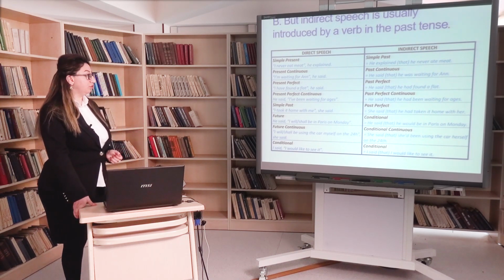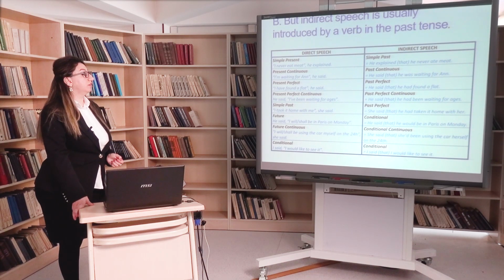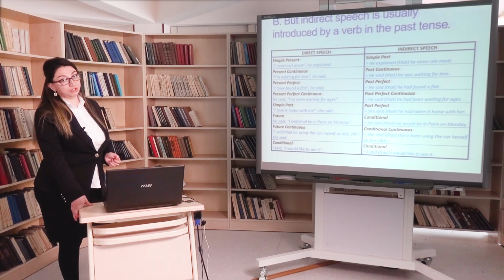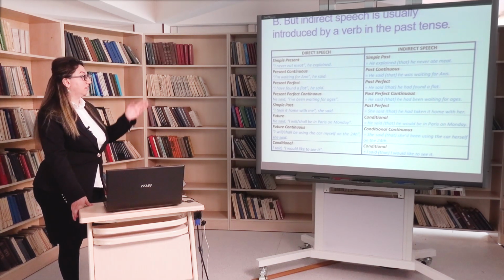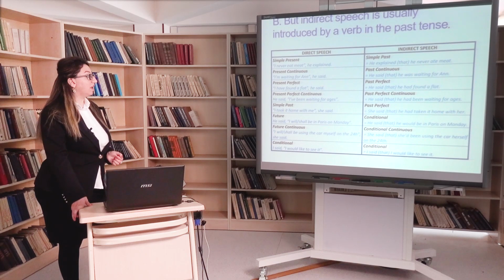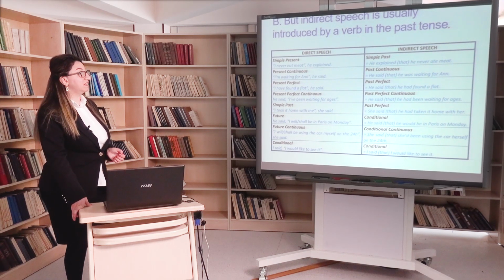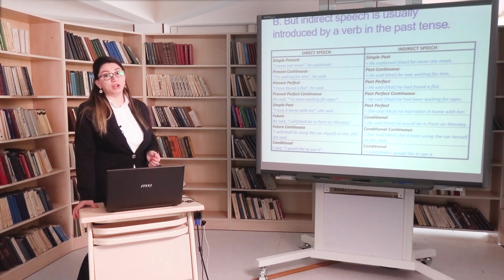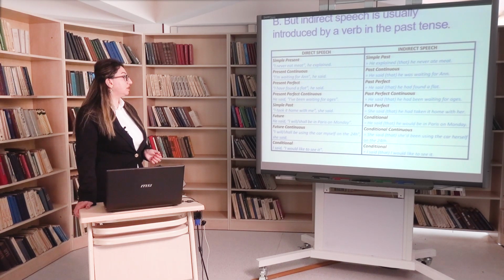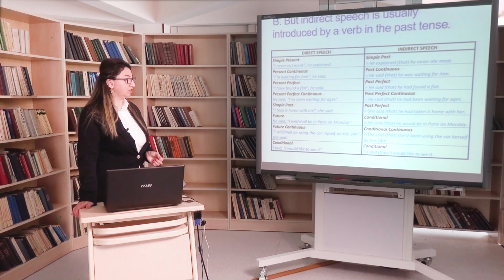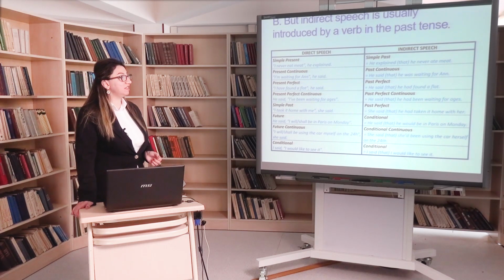Present perfect continuous is changed to the past perfect continuous in indirect speech. As you see in examples, for example, he said, "I have been waiting for ages." He said that he had been waiting for ages. Simple past turns to past perfect. "I took it home with me," she said. She said that she had taken it home with her.